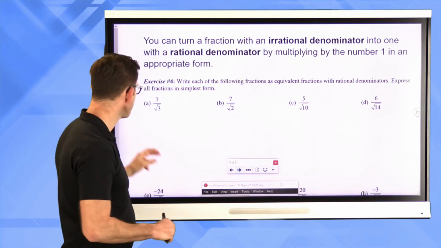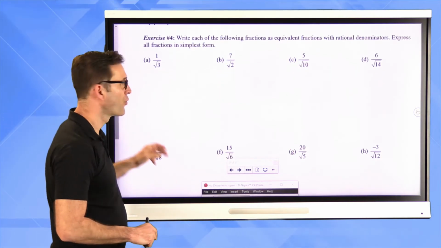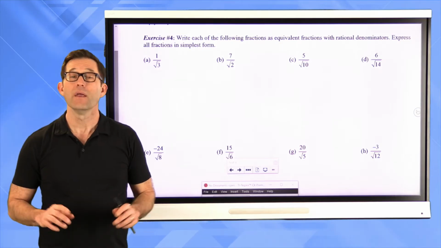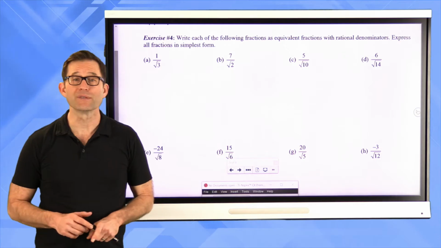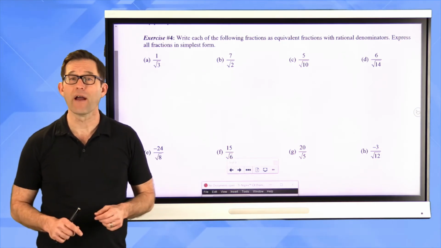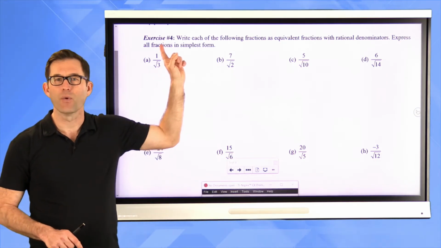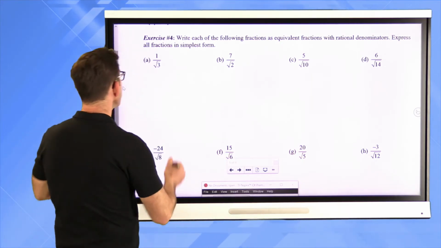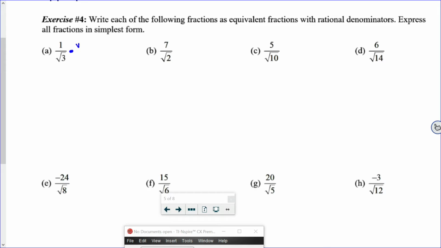So let's play around with that a little bit in exercise number 4. Write each of the following fractions as equivalent fractions with rational denominators. Express all fractions in simplest form. Now, there's more than one way to do this, but here's the basic way every time. I look at this fraction, 1 over the square root of 3, and I'm simply going to multiply the numerator and the denominator by whatever square root is sitting in the denominator.